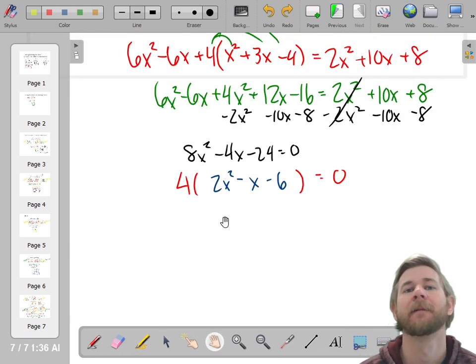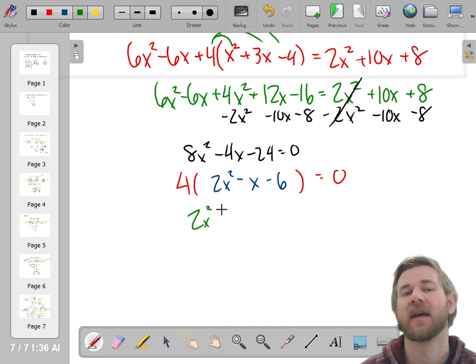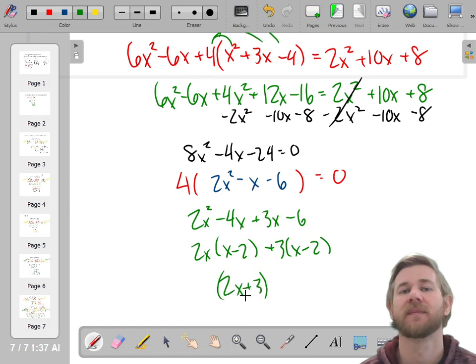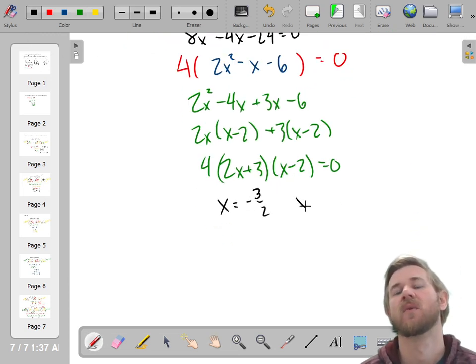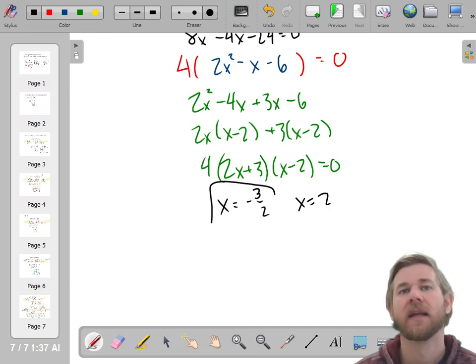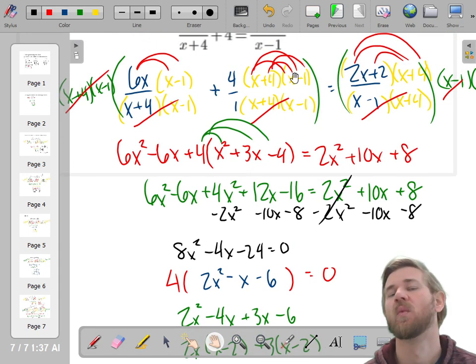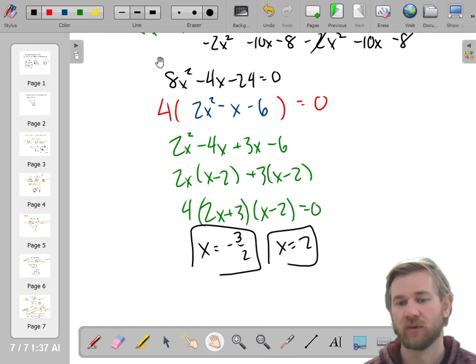So now I'm going to split the middle here, so it's a little bit harder to factor. What multiplies to negative 12 and adds to negative 1? That'd be negative 4x and positive 3x. So 2x, x minus 2, plus 3, x minus 2. So I have 2x plus 3, x minus 2. Yeah, the 4 is out there, but it's never going to be 0. So what are my x-intercepts? I should call them zeros probably. x equals negative 3 over 2, or x equals 2. Are either of those extraneous? Nah. 1 and negative 4 are the values that are not in the domain. These are both in the domain. So we have 2 solutions.